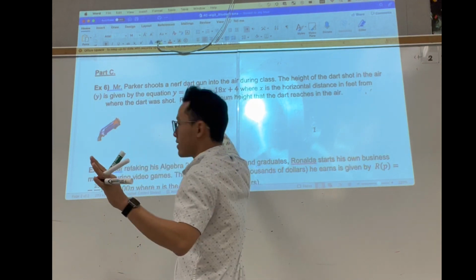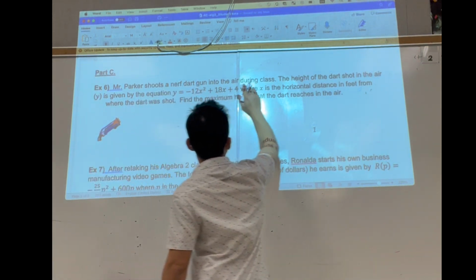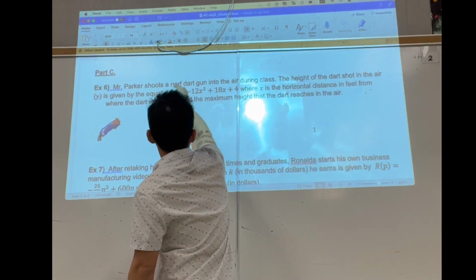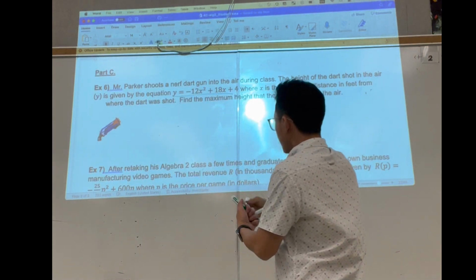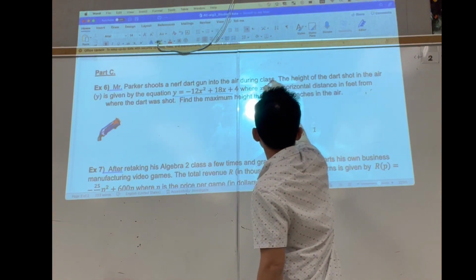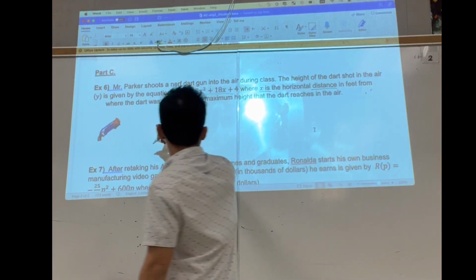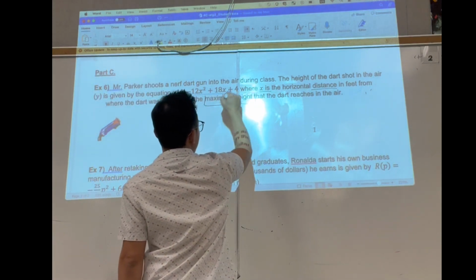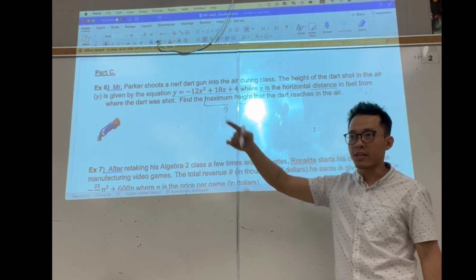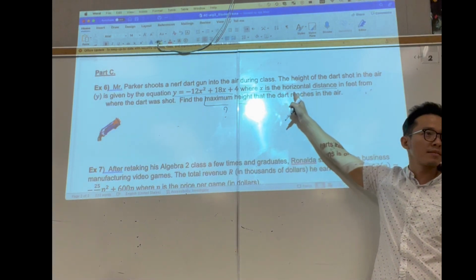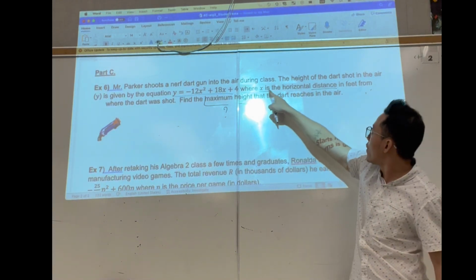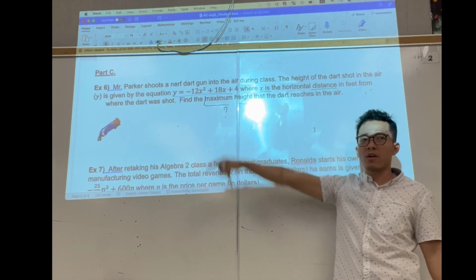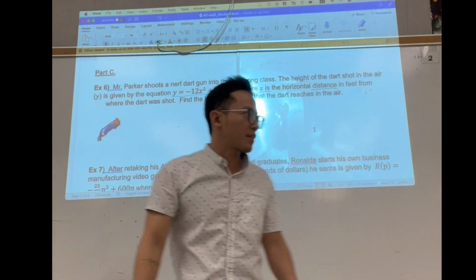You should get a point. The skip marker is a dart shot into the air during class. The height of the dart shot into the air, y, is given by the equation y equals negative 12x squared plus 18x plus 4, where x is the horizontal distance in feet from where the dart was shot. Find the maximum height that the dart reaches. A lot of words, but which one is important? Only these two. Maximum is the question. That's it. You don't need to care about the other wording. See, this is not really hard.